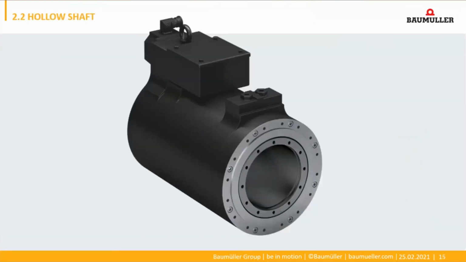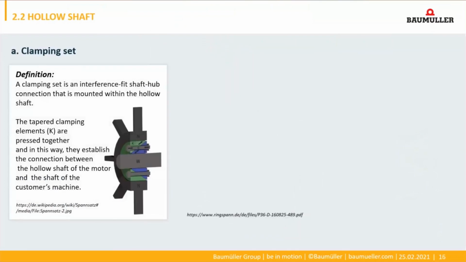Now I would like to bring you closer to the different mounting options for our hollow shaft motors. The clamping set forms the beginning. A clamping set is an interference fit shaft hub connection that is mounted within the hollow shaft. The tapered clamping elements, which you can see here, are pressed together, and in this way they establish the connection between the hollow shaft and the shaft of the machine. The force will go to both shafts, the hollow shaft and the machine shaft. You can see it also here with these arrows.